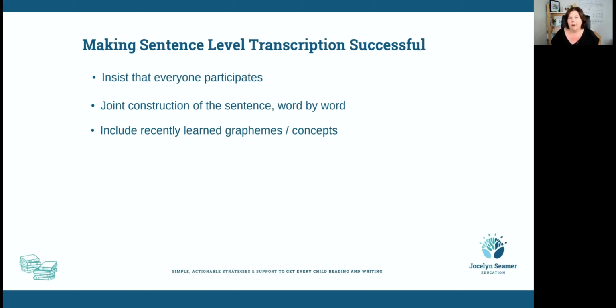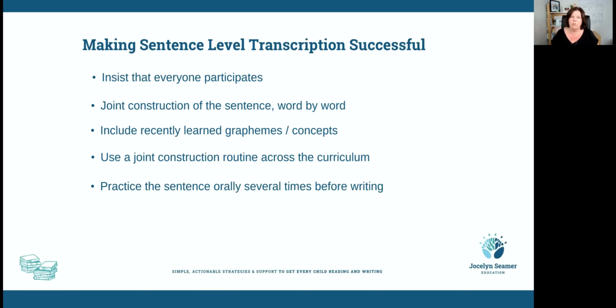Include recently learned graphemes and concepts. And use this joint construction routine across the curriculum. Writing is not just for the English block. It is for the literacy block. It's for science and health and RE and maths even. So using these opportunities for strong joint construction across the curriculum, A, provides more opportunity for children to write, but B, it helps them see that writing is not something that we do just sometimes. It's something that is included in our learning all across the board.